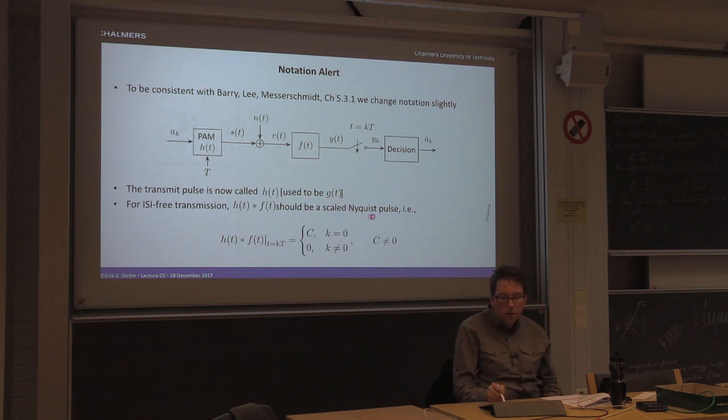Okay, the Nyquist criterion here, we will relax that slightly also to the following form, that H convolved with F, if we sample that every T seconds, it should surely be 0 when k is not equal to 0. However, when k is equal to 0, we don't insist that it's 1. It could be some constant instead. As long as this constant is non-zero, we're okay.